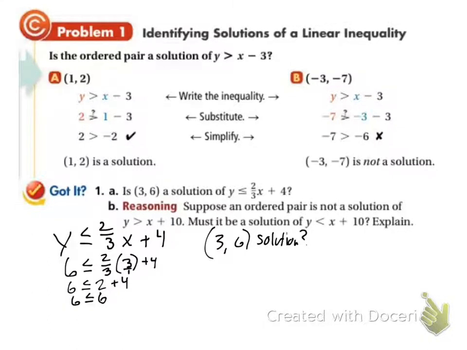And that is true, right? 6 is less than or equal to 6 because 6 is equal to 6. So this is true. So this is, in fact, a solution. If, however, it had been 6 is less than 6, that wouldn't be a solution, right? Because 6 is not smaller than 6. So if it comes out true, it's a solution. If it comes out false, it's not a solution.